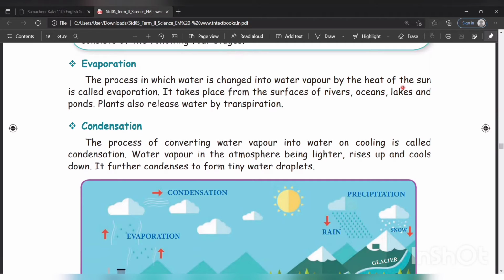Ocean, seas, water gets heated up by the heat of the sun, and this water is changed into water vapor. So what is evaporation? Water changed into water vapor by the heat of the sun is called evaporation. It takes place from the surface of the rivers, oceans, lakes and ponds. Plants also release water by transpiration.